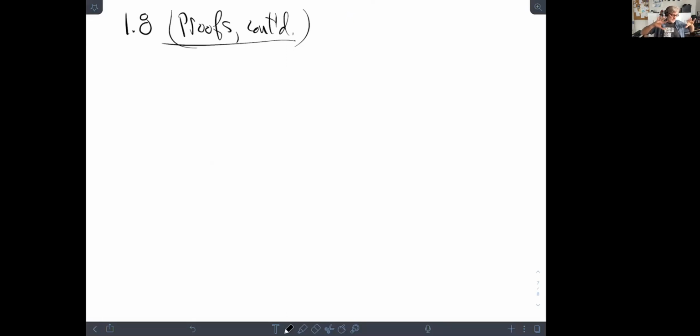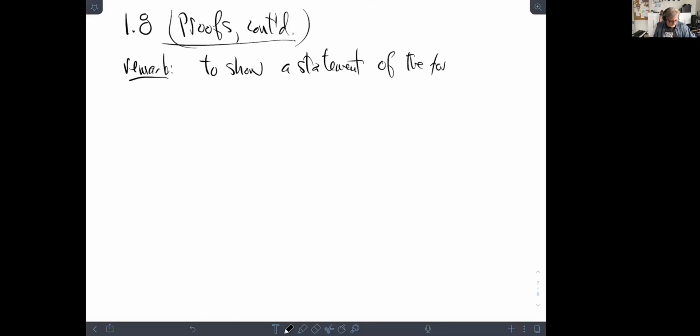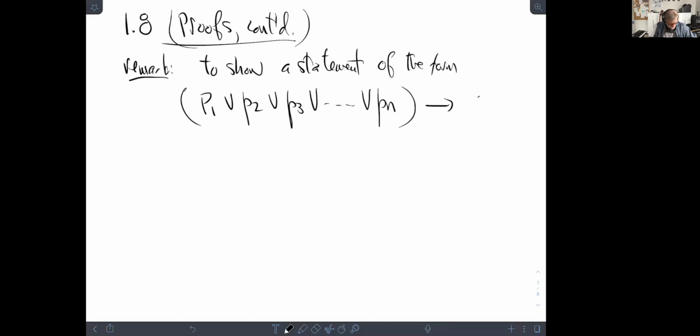Okay, so here's a more high level proof strategy, but hopefully it makes sense. So here's a remark. They call it proof by cases. So let's say you're asked to show, or you have to prove, a statement of the following form. So it's P1 or P2, or you have a disjunction like that of various statements, and you want to show, if this, then Q. Okay, this is quite common.